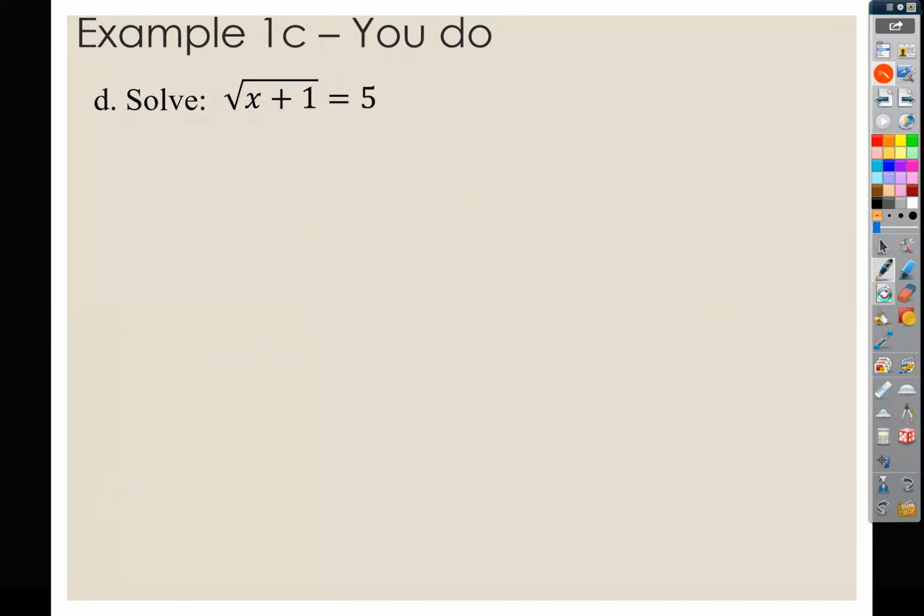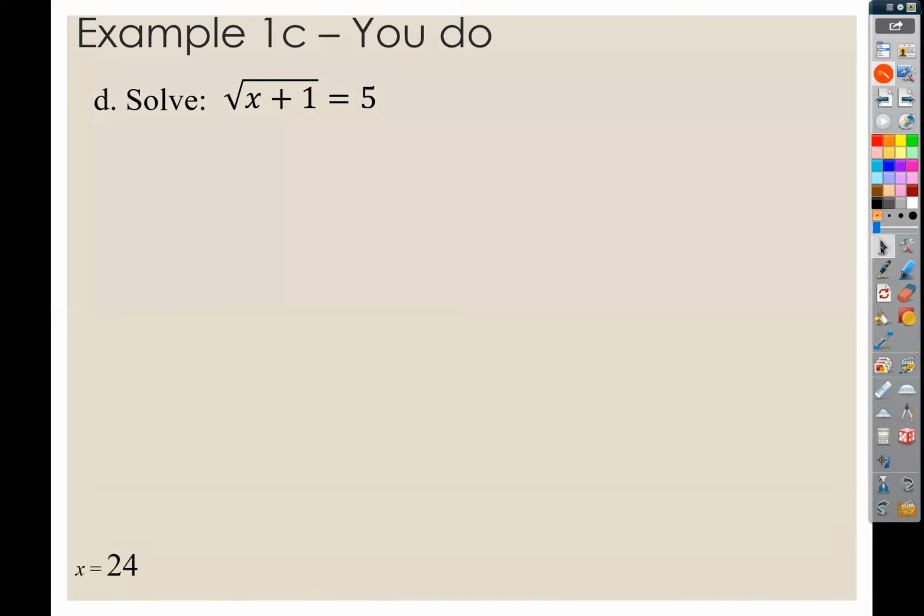Okay, so here's one for you to try. And you should get x equals 24.